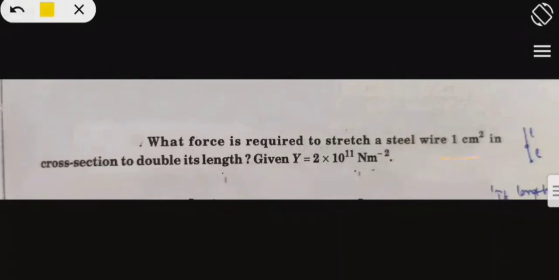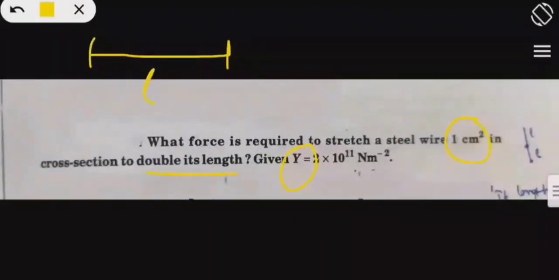So first of all, let us find out the common thing. The area for the given data is 1 centimeter square and Y is given to us. These are two given data. Along with that, we have another data hidden here. That is the original length, L. And according to the question, we have to double its length.